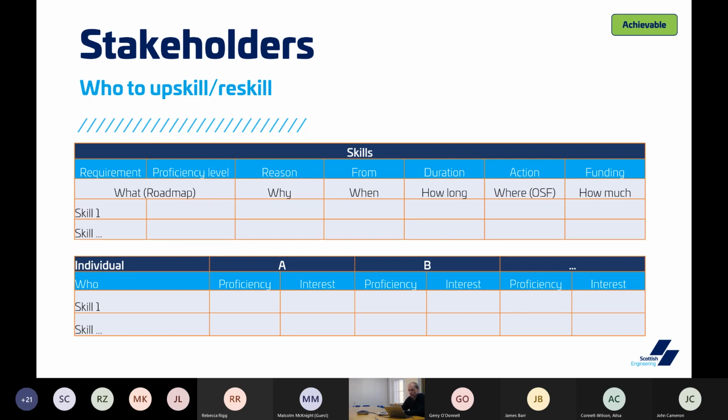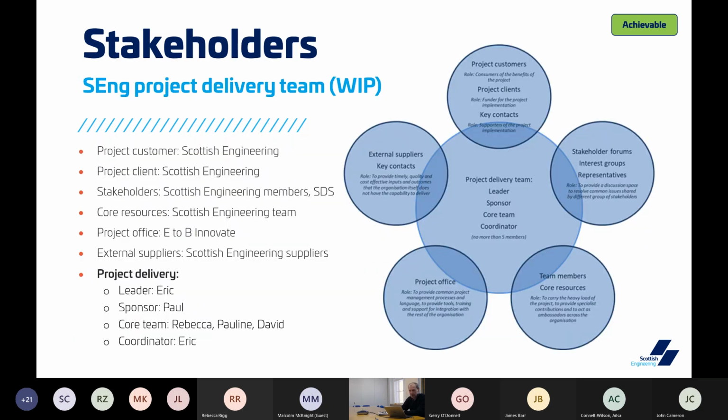And the action, so where are you going to get those skills if you decide you need it? And the funding, how much is it going to cost you? And can you find support in the reskilling and upskilling? Remember, one big ambition from Scottish Airlines, no one left behind. And also remember, one of the statements is that employees are keen for being upskilled and reskilled, even if that means doing it in their own time. And then once you've defined your skills, you look at the individuals, and then you look at proficiency and interest, as mentioned earlier on. So those are the stakeholders.